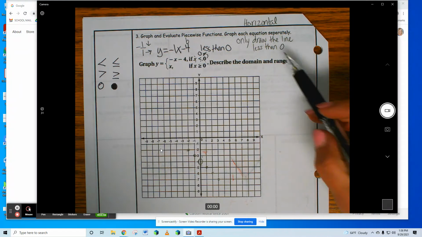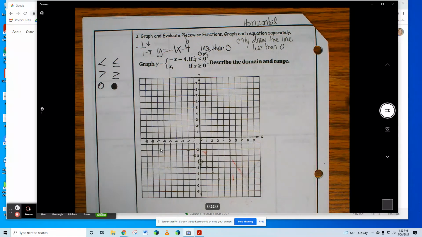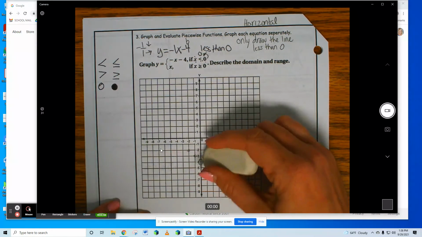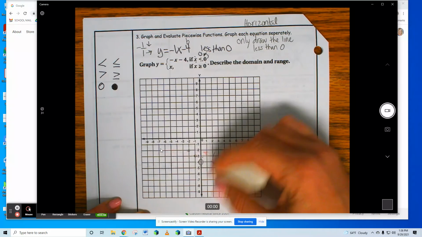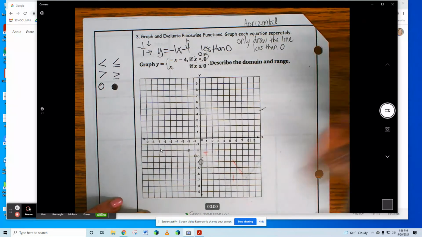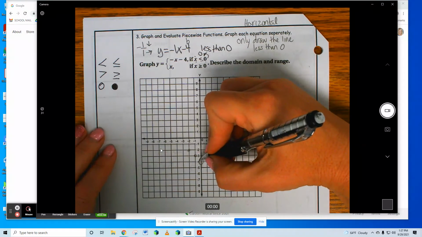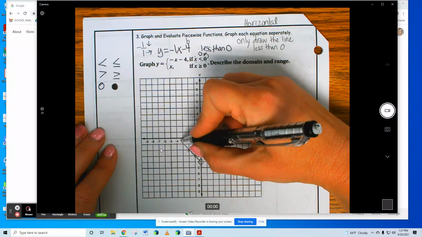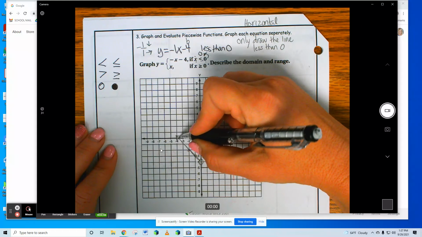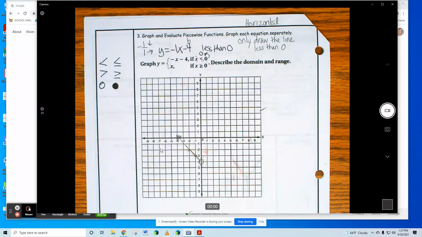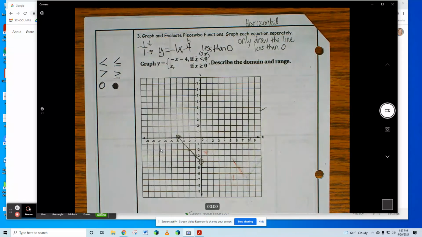If I only want to draw the line less than 0, I don't want to see it in the positives. I'm going to erase all the points that were in the positive past 0. +1, +2. I don't want to see the line there. This is all I want to see. So I'm just drawing a piece. That's why it's called a piecewise function. I only want to see a piece of this graph, and I only want to see it when it's less than 0.